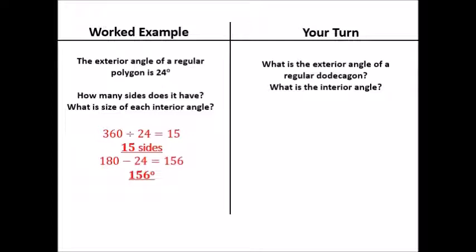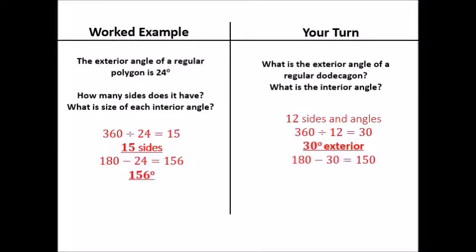Your turn. See if you can find the exterior angle of a regular dodecagon and then therefore find its interior angle. So in this case we have 12 sides and 12 angles because that's how many sides and angles a dodecagon has. So if we do 360 divided by 12, that gives us 30. Therefore the exterior angle is 30 degrees. To find the interior angle, we can just take that away from 180 and then we have 150 degrees as an interior angle.